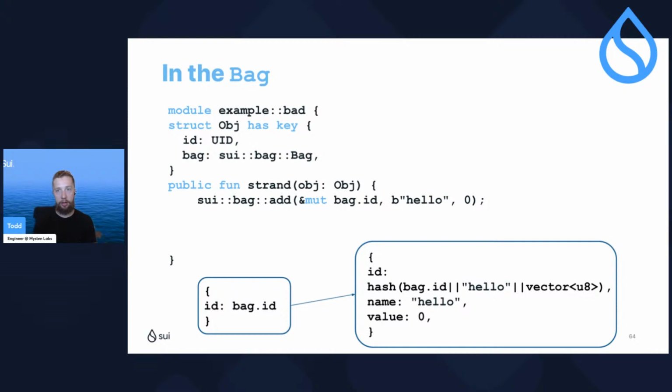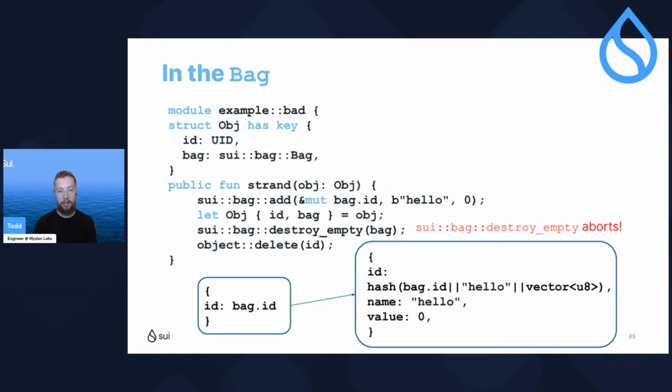So let's try to do the same thing with a bag. We add the dynamic field we want. So instead of being attached to the object UID, it would be attached to the bag. And then if we try to unpack the object and destroy the bag, we get a runtime exception. The destroy empty would abort when we try to destroy the bag. So bag has a built-in protection that it won't let you delete it unless you have cleaned up all its fields. So if you want to unpack your object, you're going to have to take the bag and transfer it somewhere else, and that way your fields will still be accessible.